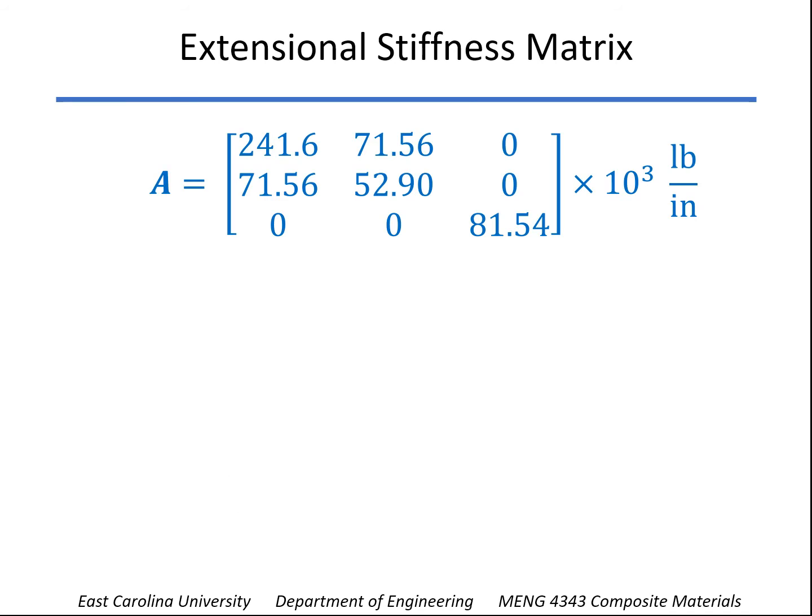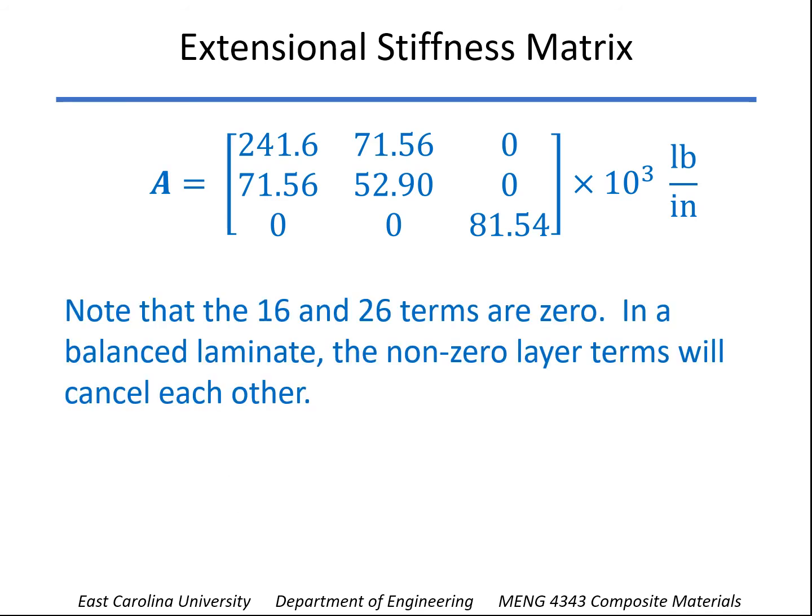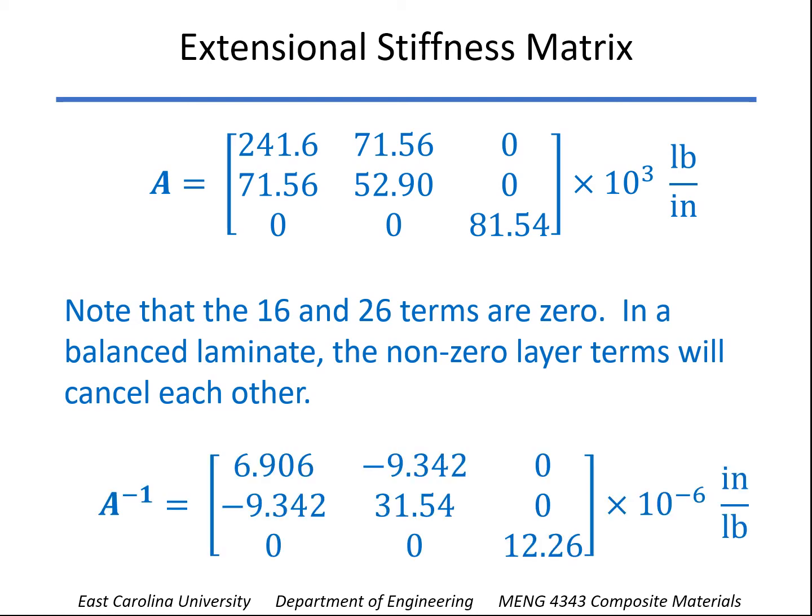Okay, so once we've done the calculations on those, there's the A matrix. What you notice about that is, as we noted, the Q-bar matrices' 1/6 and 2/6 terms for the plus 30 and the minus 30 had the same magnitude but opposite signs, so they've canceled each other out, and we end up with 0 there for a balanced laminate. And when we take the inverse of that, those 1/6 and 2/6 terms of the inverted matrix will be 0 as well.